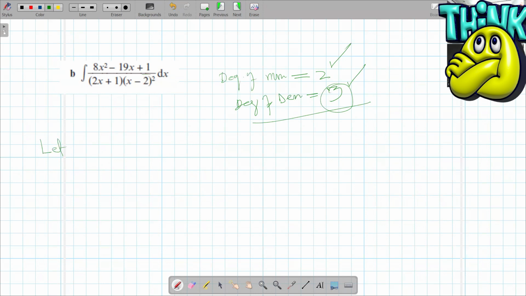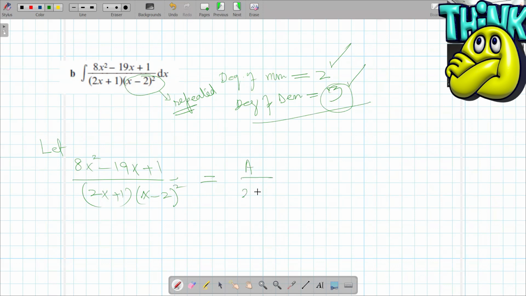In this case, we have linear factors but one factor is repeated; x minus 2 is coming two times. So the method is that we will suppose the fraction is equal to a upon the first linear factor, plus b upon the second linear factor, and plus c upon the repeated linear factor like this.